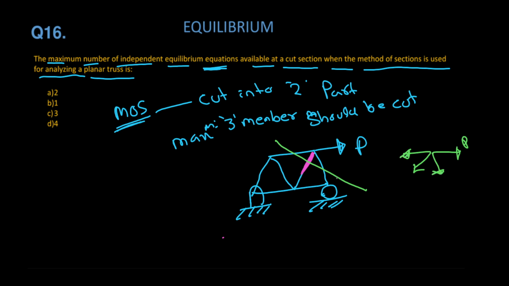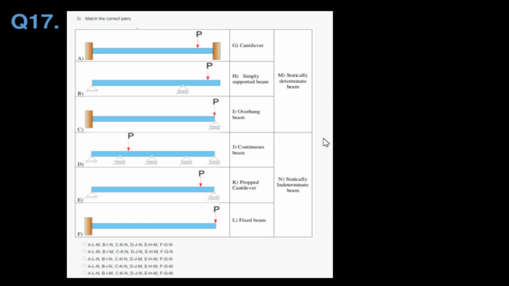Okay, so can we apply the equilibrium equation in this part, the down part? Yes. The question is simply asking the maximum number of independent equilibrium equations available at a chord section whenever the method of section is used. So in a planar case we have only 3. Okay, we can apply.